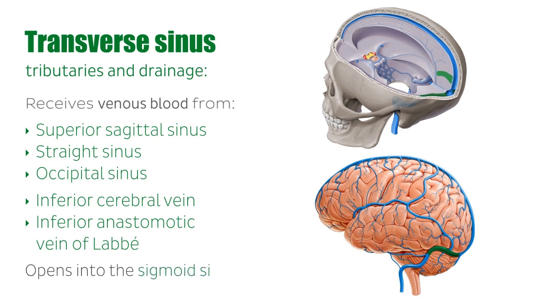It opens into the sigmoid sinus, which in turn reaches the jugular bulb, draining into the internal jugular vein.